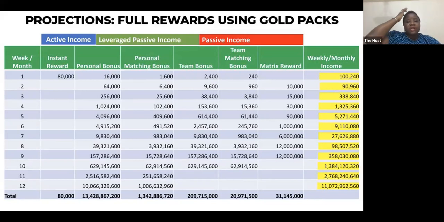This table gives us an idea of what is possible, what can be earned. You can see active income here. That's the one where I do it and I get the money immediately. Then there's leveraged passive income.